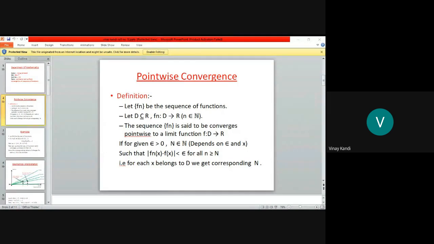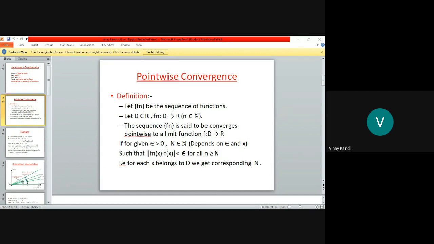Now from the graph you will understand how this converges pointwise. Okay, look at here, geometric interpretation. For fn equal to x upon n, f1 of x is equal to x. Put n equal to 1, so this is the graph of f1. What is f2? F2 is x upon 2, and this is the graph of f2. Now what is f3? X upon 3. This is f4, x upon 4. This is f50 of x equal to x upon 50.